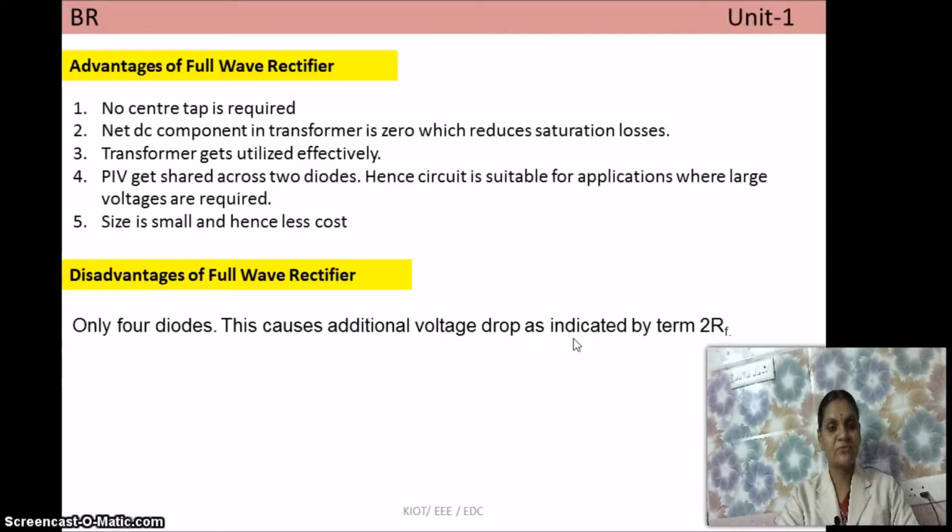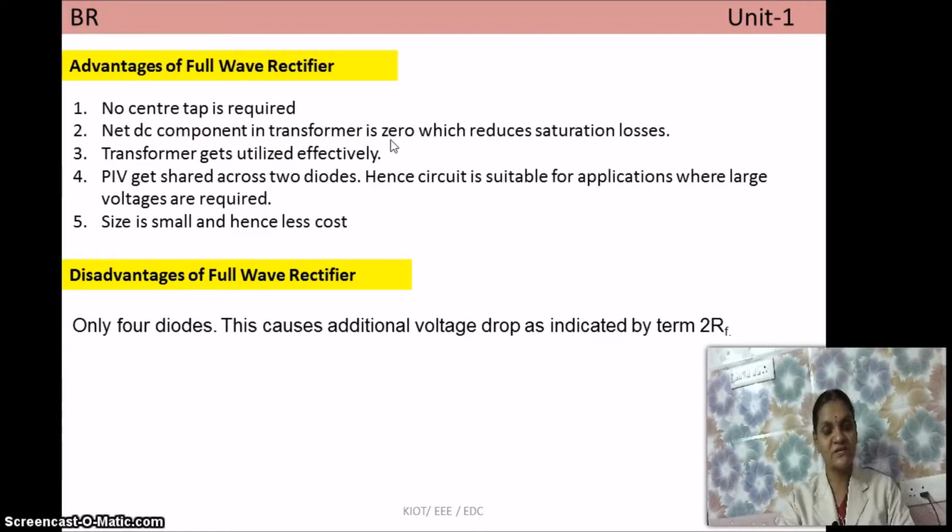This is the waveform and expression, as I told you, very similar to that of the center tap rectifier. You refer to that derivation. And the advantage is that here there is no center tap. So no center tap means the cost will be somewhat less. And the DC component is also 0 because the net resultant component cancels.